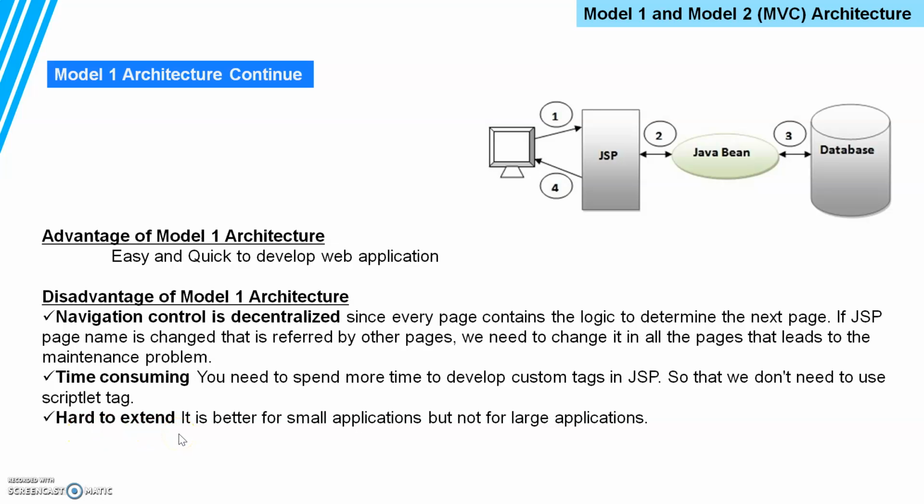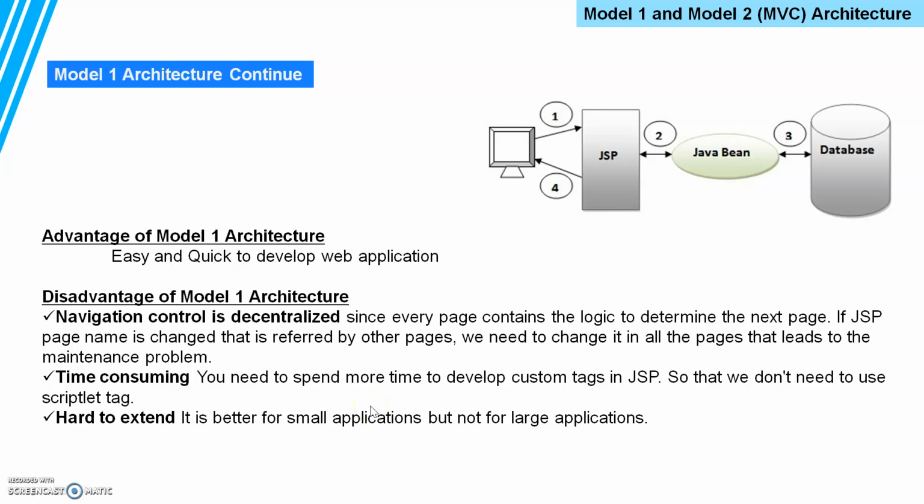When to use the model 1 architecture? When the application is small, 10 to 15 pages in the whole web application. But for a large application, as we are using JSP, and we know that JSP is not object oriented, we cannot easily take those benefits directly for extending the applications, like reusability and polymorphism. So it is really hard to extend an application developed using this architecture.